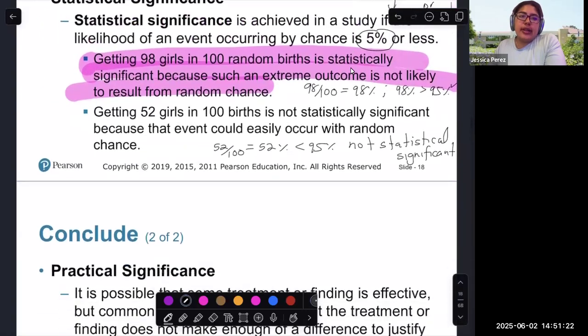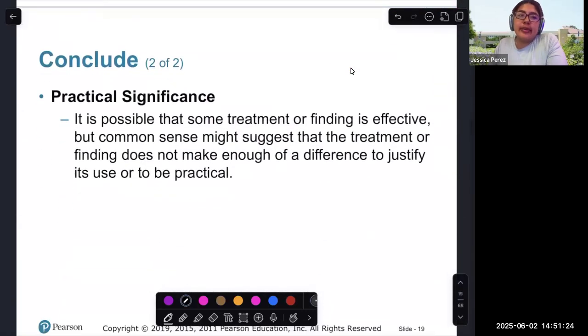Now, practical significance means it's possible that some treatment or finding is effective, but common sense might suggest that the treatment or finding does not make enough of a difference to justify its use or be practical.